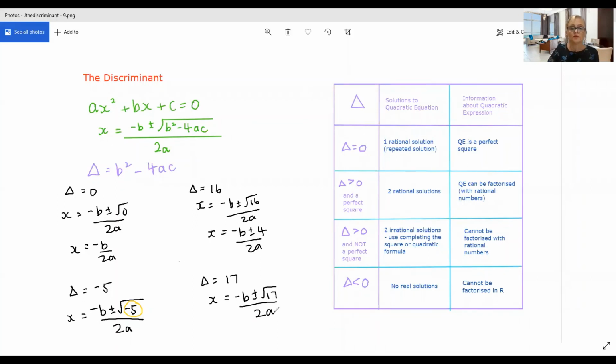So not only when the discriminant is negative do we have no real solutions, but if we were to be presented with a quadratic expression and we wanted to know, well, can this be factorised? The answer would be no, not in the real number system. If the discriminant is negative, that quadratic expression cannot be factorised unless you go into complex numbers, which of course is a whole new ball game. And those of you who go on to do specialist maths in year 11 and 12 will get that experience then.